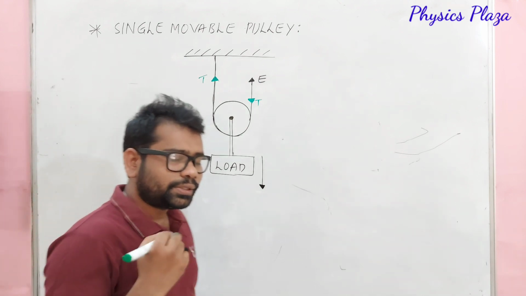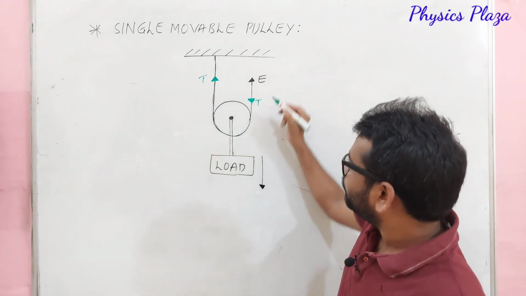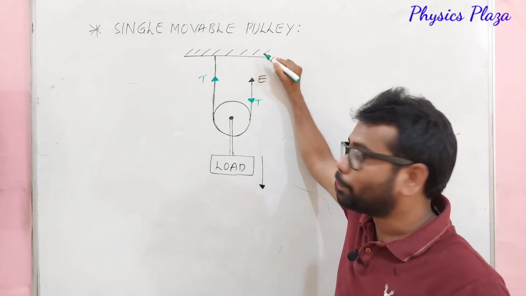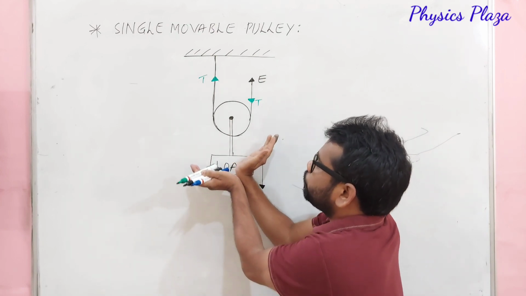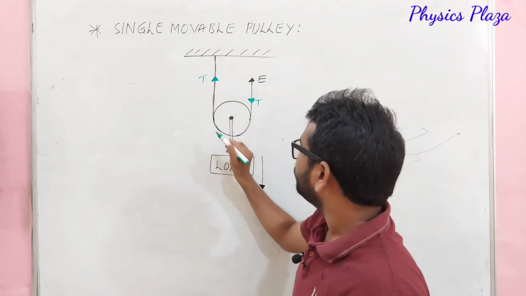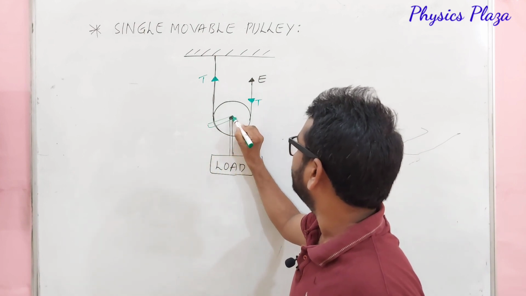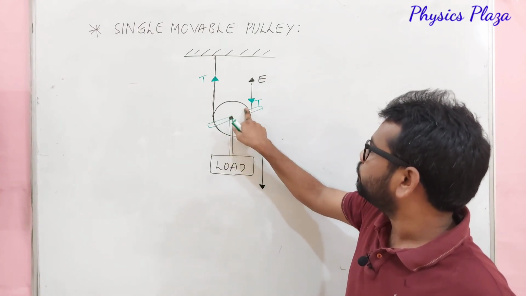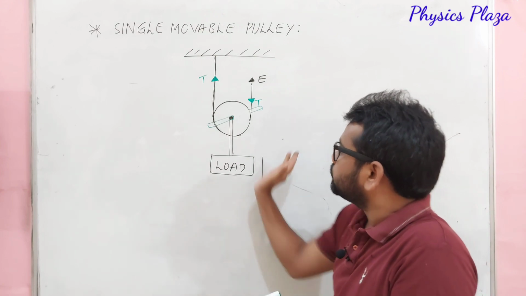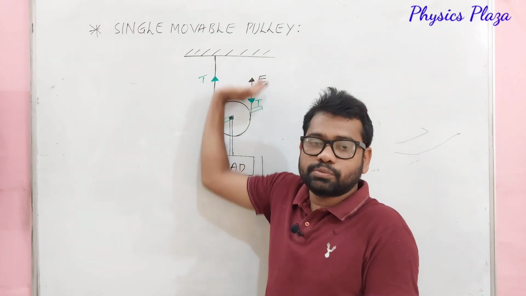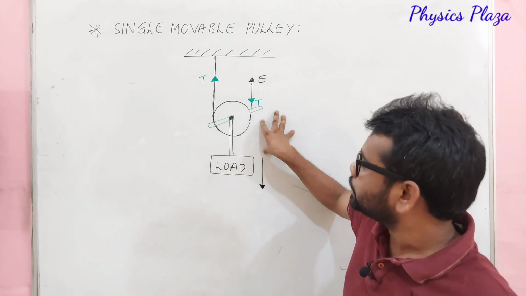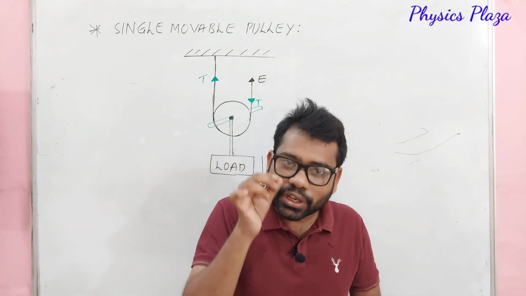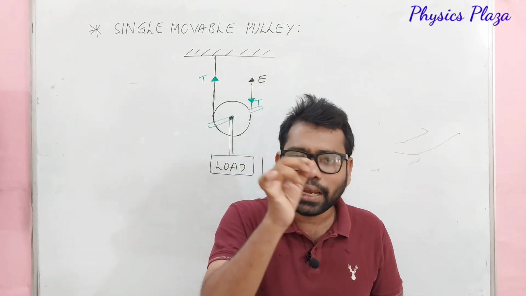Now, first, what is a single movable pulley, dear children? Here is the effort. When we pull this thread, the rope, vertically upwards, what will happen? Don't you think that this entire setup is moving vertically upwards? Of course. Which means what? Here the axis of rotation will be like this. As it is two-dimensional, you just have to imagine this is the axis of rotation. So the axis of rotation is moving upwards. Means in this case, the axis of rotation is movable. So, the pulley whose axis of rotation is movable is called a single movable pulley.